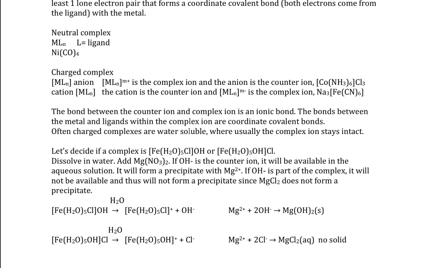If we get a solid, we would know that the OH minus is on the outside, so our compound would be [Fe(H2O)5Cl]OH with OH on the outside. If we don't get a solid, then we would know that Cl minus is on the outside, and our compound is the second one, the [Fe(H2O)5OH]Cl with Cl on the outside.